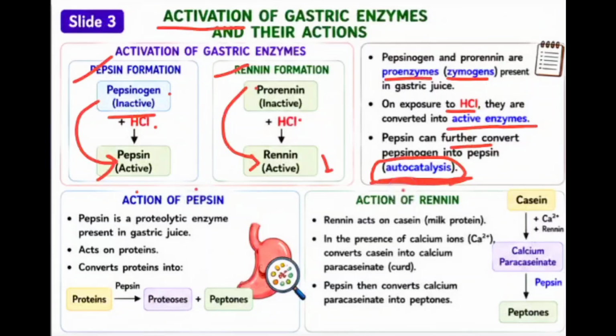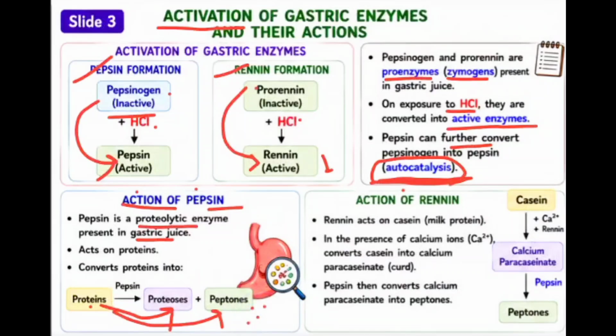First, let us discuss the action of pepsin. Pepsin is the major protein digesting enzyme present in gastric juice. Its primary function is to act on proteins. Proteins are large and complex molecules that cannot be absorbed directly. So, pepsin breaks these large protein molecules into smaller intermediate products called proteoses and peptones. You can think of this as cutting a long chain into smaller pieces. The proteins are not completely digested at this stage, but they are broken into smaller fragments that can be further digested later in the intestines.